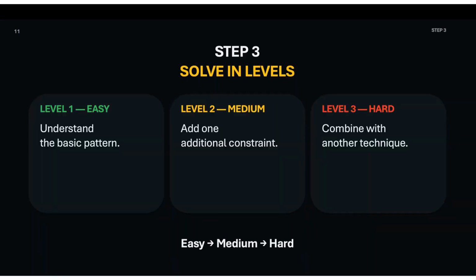Step 3: solve. Don't randomly pick problems. Solve them in levels. For example, level 1, which is easy problems. Your goal is simply to understand the basic pattern. Level 2, medium problems. Now introduce additional constraints. And level 3, which is hard problems. Here you might need to combine the pattern with another technique. Think of it like going to the gym. You wouldn't start with the heaviest weight on day 1. You progressively increase the difficulty. Do the same thing with DSA.